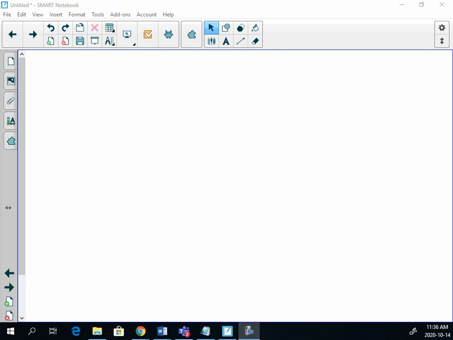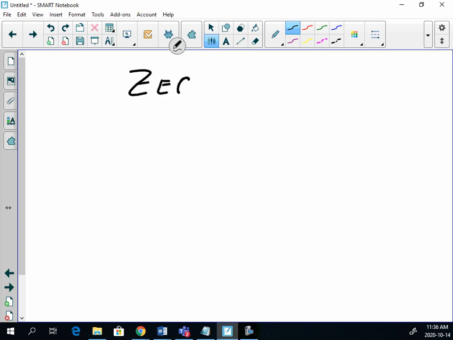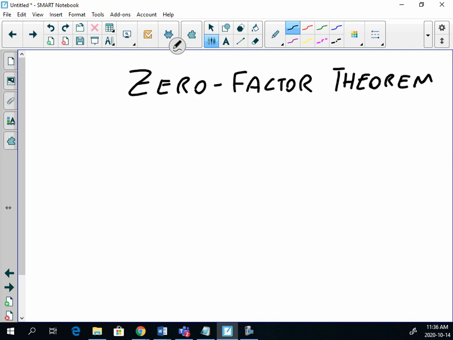All right. So to move on with our study of quadratics, we need to investigate something called the zero-factor theorem. This is a rather obvious math fact that we don't think about too much, but if we do start thinking about it, we can apply it in a lot of interesting ways. Basically, the theorem is this.